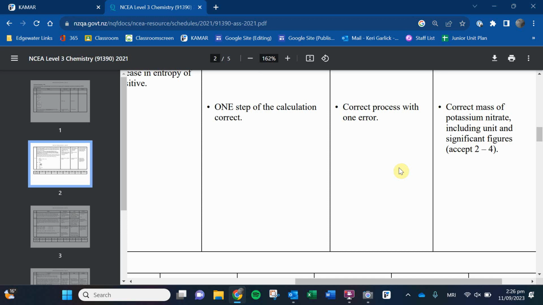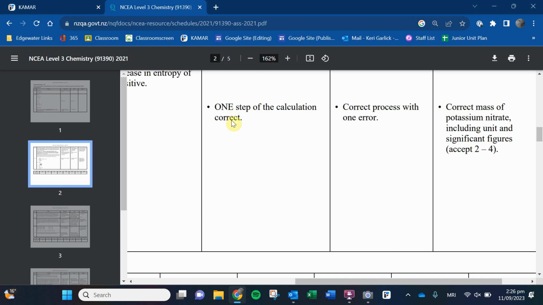If you did one error in your processing, you would get a merit point. So that's why I need you guys to show me your work. Because if you make one silly mistake somewhere, I can still give you a merit. If you don't show me any working and you just wrote down your final answer, and I have no idea how you pulled that number out of the air, I'm not going to be able to help you.